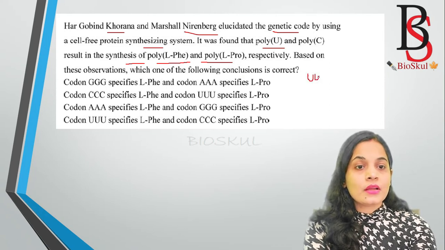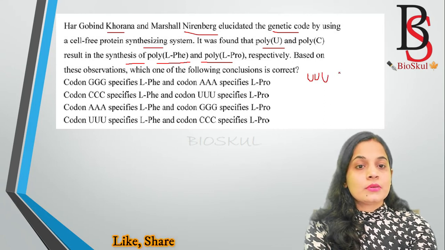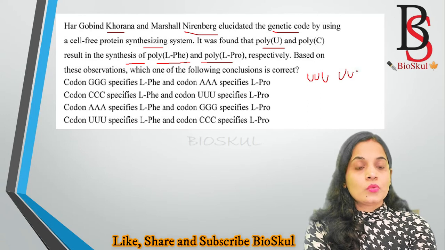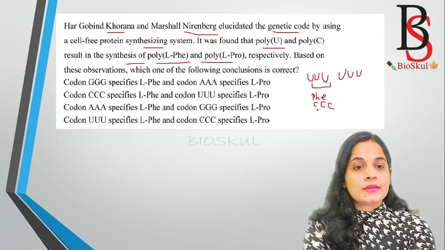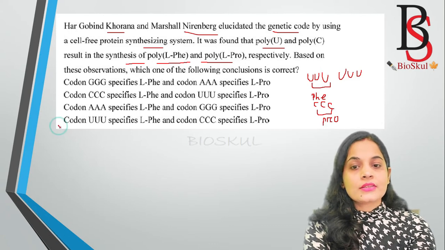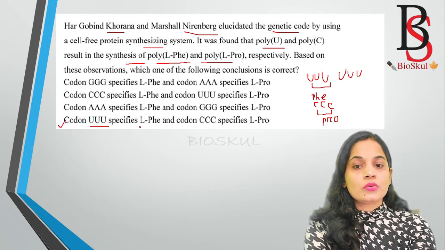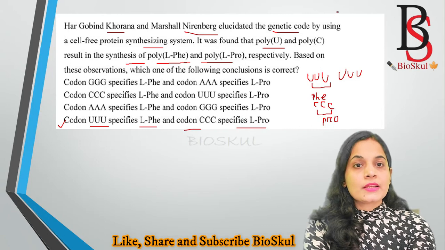If there is poly-U, then this codon, poly-U, will specify phenylalanine, right? Similarly, poly-C, this codon will specify which amino acid? It will specify the amino acid proline. So the correct answer will be option 4. Codon triple U specifies phenylalanine, and codon triple C specifies L-proline.